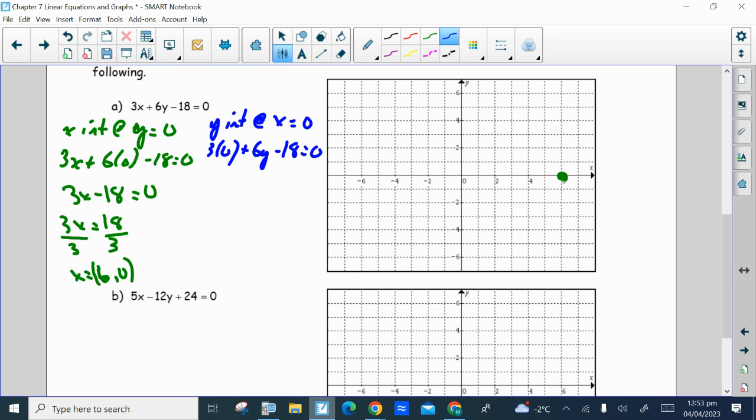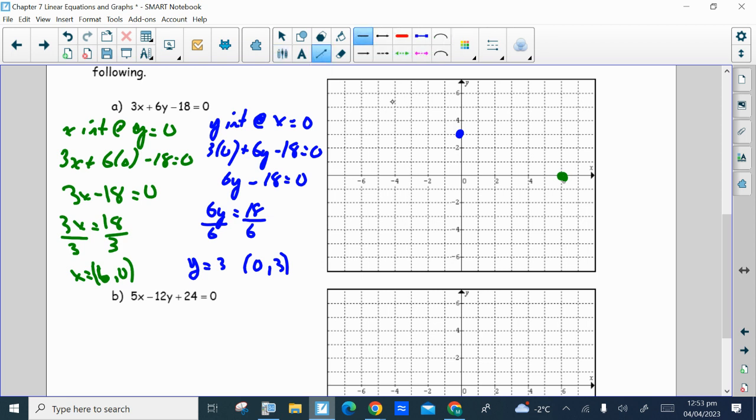Three times 0 is 0. 0 plus 6y is just 6y. When you let x equal 0, essentially the x term disappears. It's gone. So now we just need to find out what y is by adding 18 to both sides and then dividing by 6. You'll get y equaling 3, which means it's the point 0 comma 3. We let x equal 0. The value of x is 0. We found the y value is 3, so that's the point 0 comma 3, which is right there.